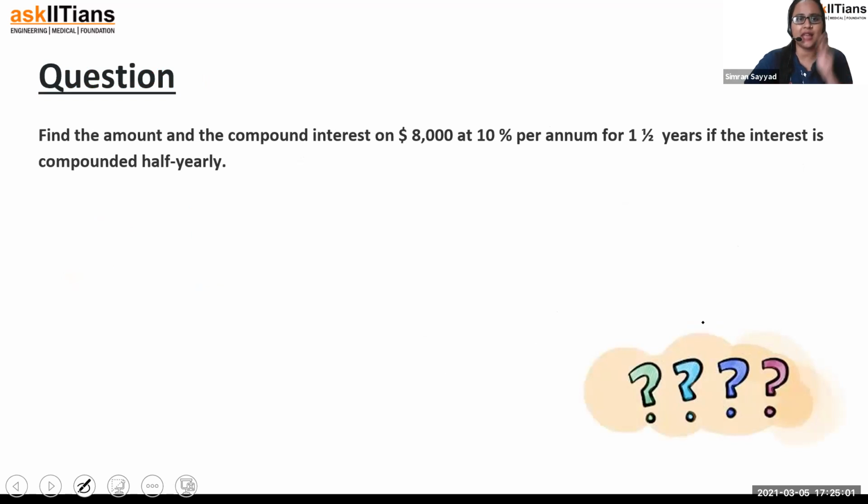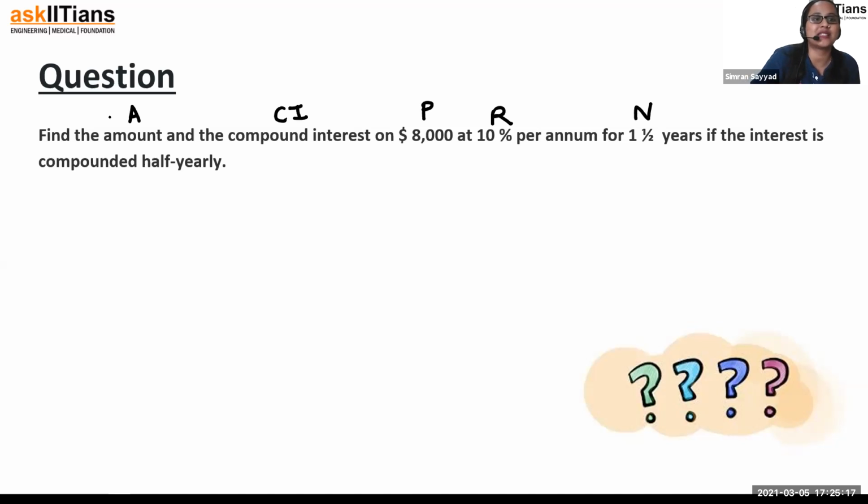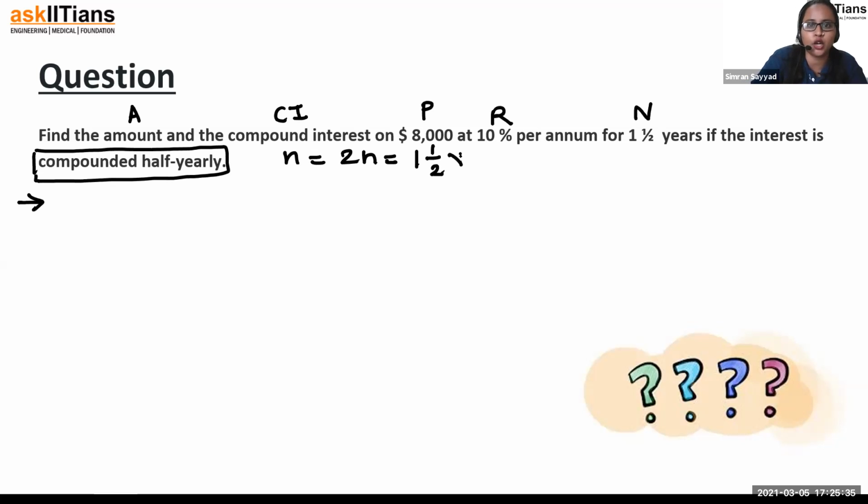Find the amount and the compound interest on $8,000. This is your P. 10% per annum is your rate of interest. 1.5 years is your n, if the interest is compounded half yearly. So here the question specifies that it is half yearly. Before calculating, we have to do something first. What is n? n becomes 2n, which is 1.5 into 2, which is 3 years. Yes, dear students.